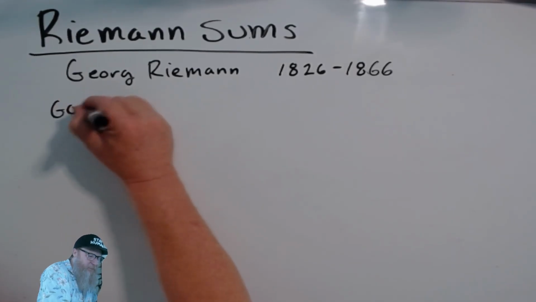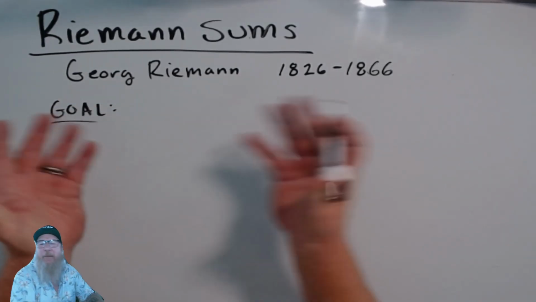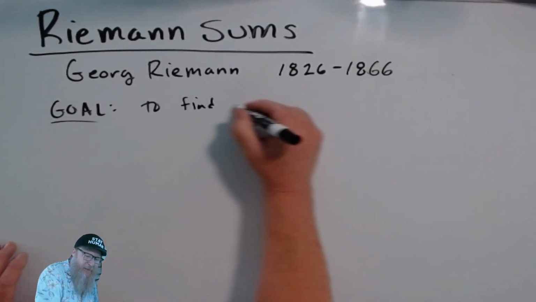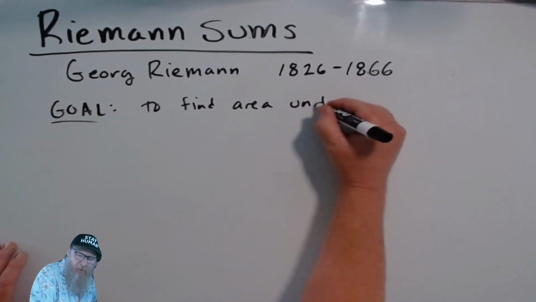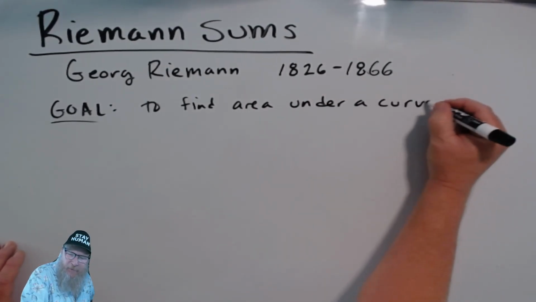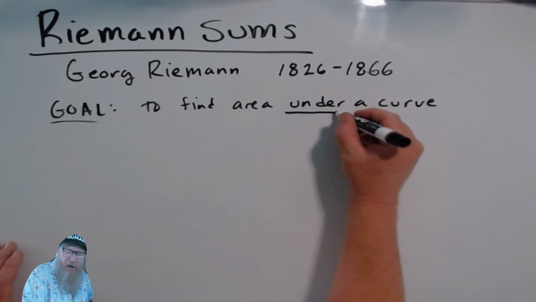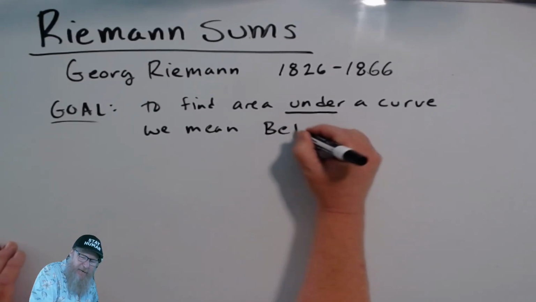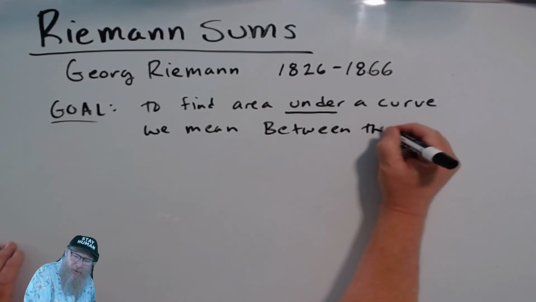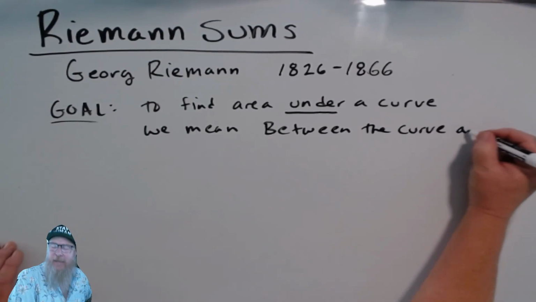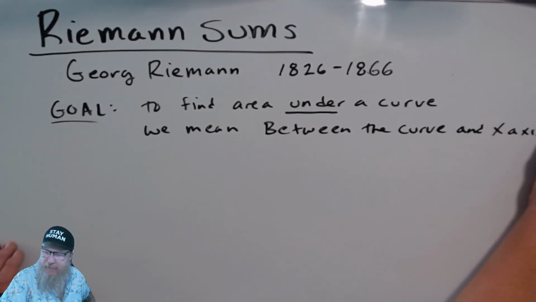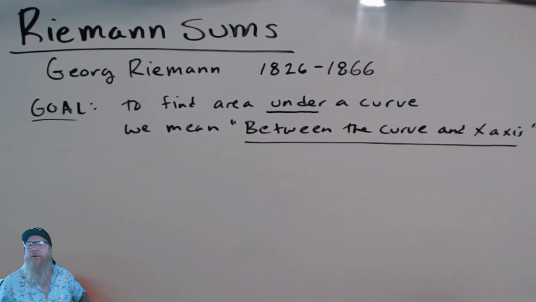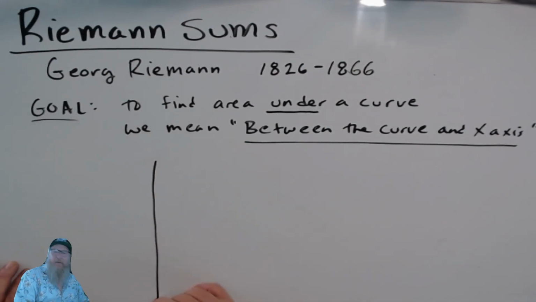And the goal, what his name became famous for, among other things, is to find the area under a curve. And I will mention, when I say under a curve, we mean between the curve and the x-axis. So throughout this lecture, when I say under, I mean between the curve and the x-axis.